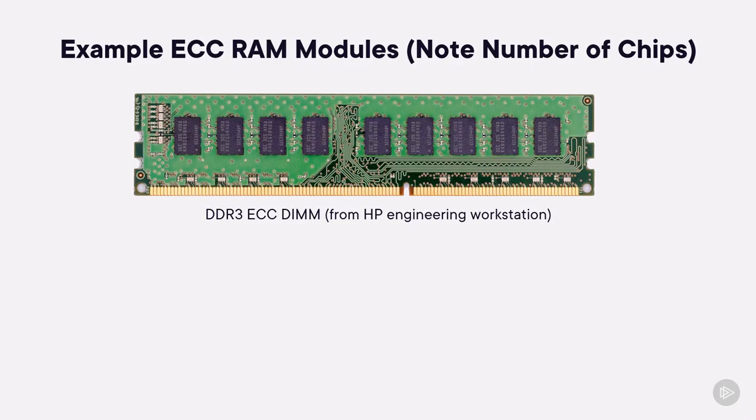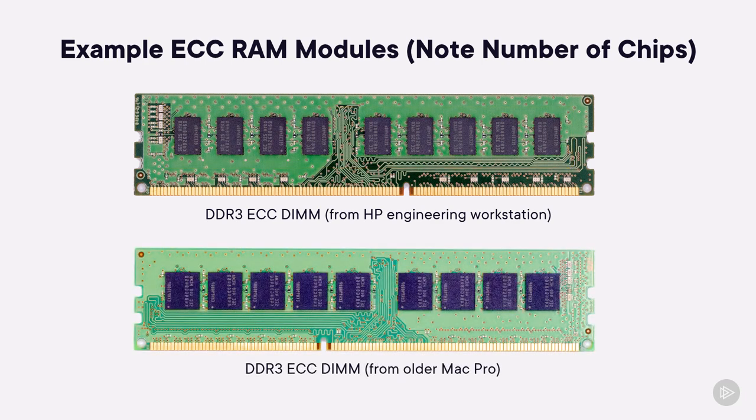Here's a photo of a DDR3 ECC DIMM from an HP engineering workstation that I used as a server in my office for a few years. Notice that there are 9 chips instead of the usual 8. And here's another DDR3 ECC DIMM, this one from a previous generation Mac Pro. Again, we see 9 chips instead of 8, which lets us know that this is most likely ECC RAM.